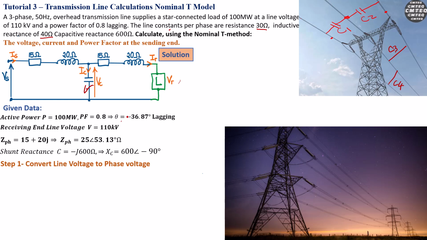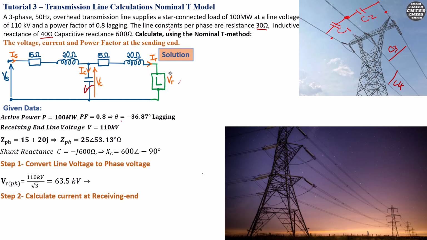Step 1, convert the line voltage to phase voltage. Very simple. So that is 63.5 kilovolt. Step 2, calculate the current at the receiving end. Okay, now this is your current at the receiving end flowing to the load. To calculate this current is very simple.